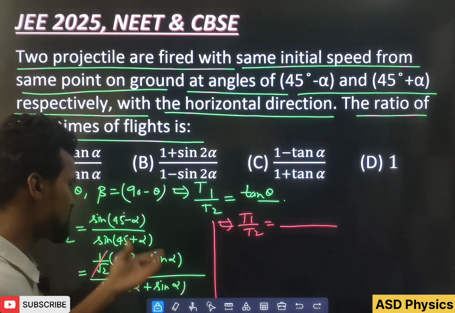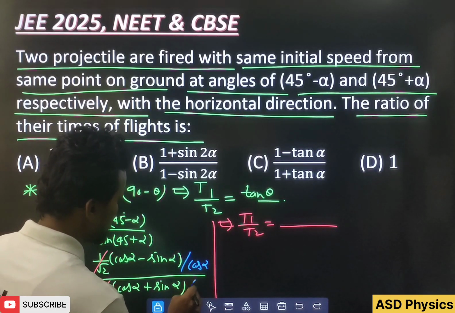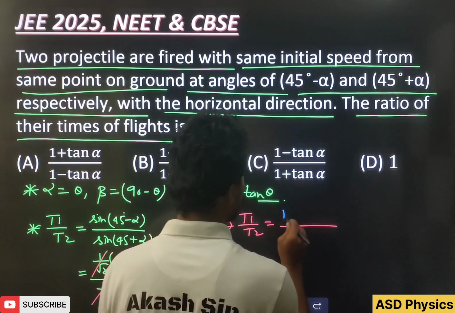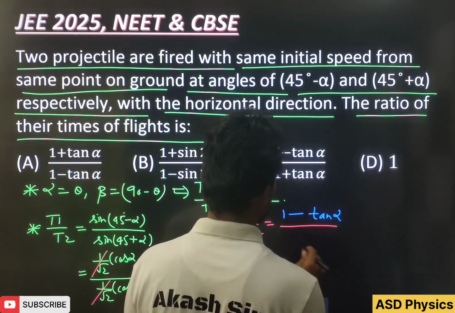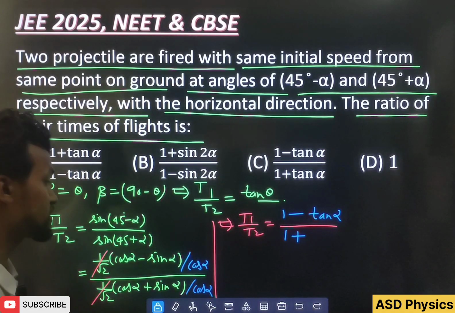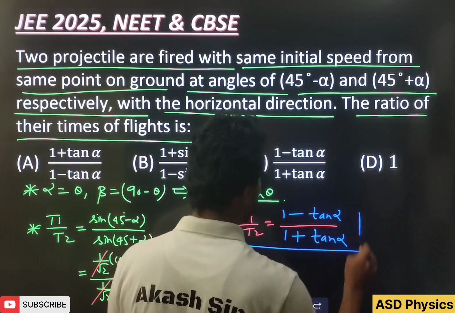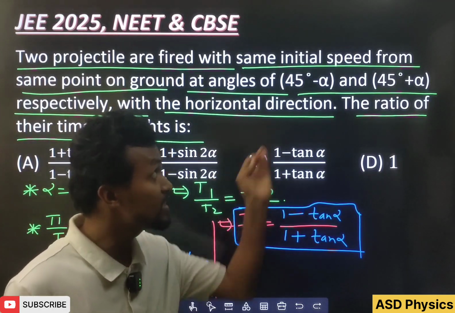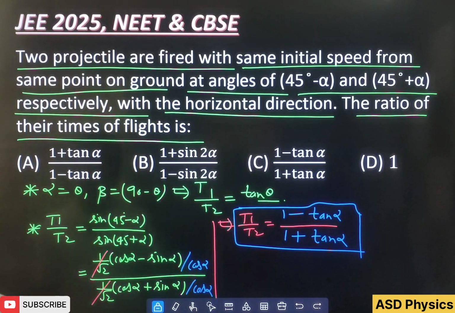So what I will do here is divide both by cos alpha. When cos alpha goes inside, cos alpha by cos alpha is 1, minus sin alpha by cos alpha is tan alpha. So it is 1 minus tan alpha, by similarly 1 plus tan alpha. So this will be the time of flight ratio. Normally for theta and 90 minus theta it means tan theta, but if they are giving these angles 45 minus alpha and 45 plus alpha, it is (1 minus tan alpha) by (1 plus tan alpha). The correct option is option C.